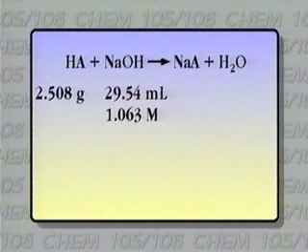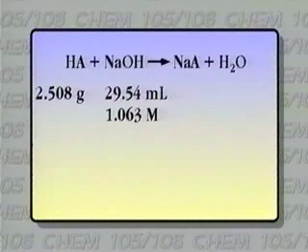Here's the information given in the problem. We're starting with an acid. It says it's a monoprotic acid. That means that it contains only 1 hydrogen.